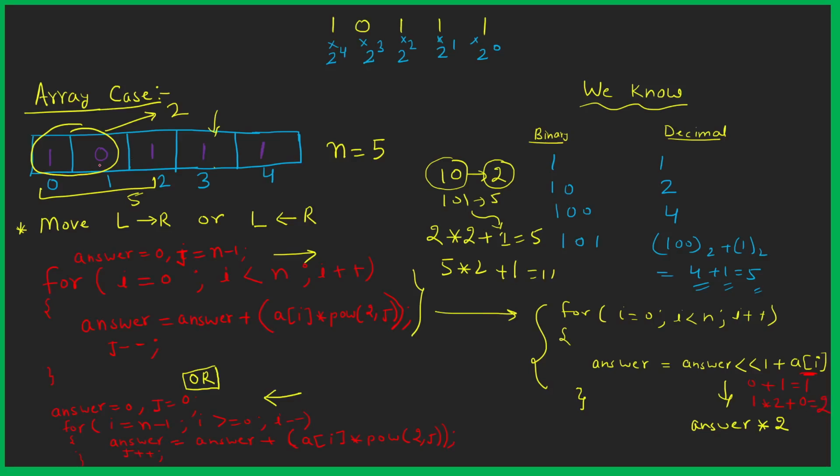So this total is 2. Now again we say a of i, that means a of 2, that is 1, and the previous answer is 2.